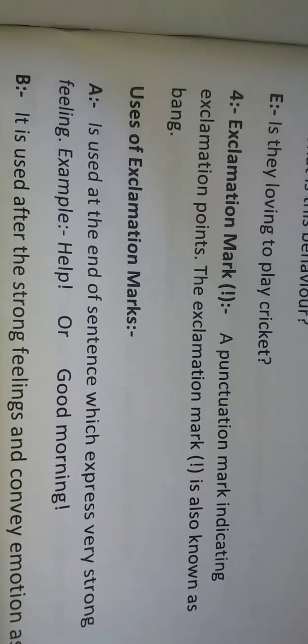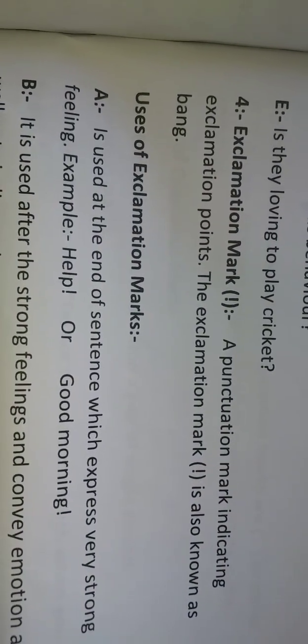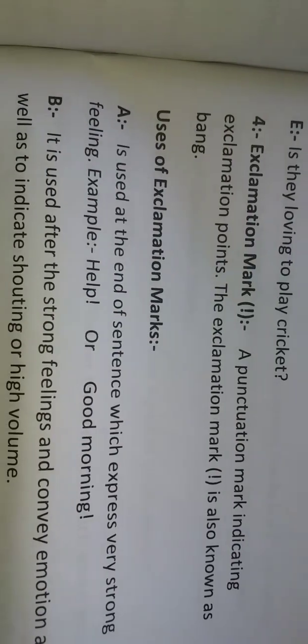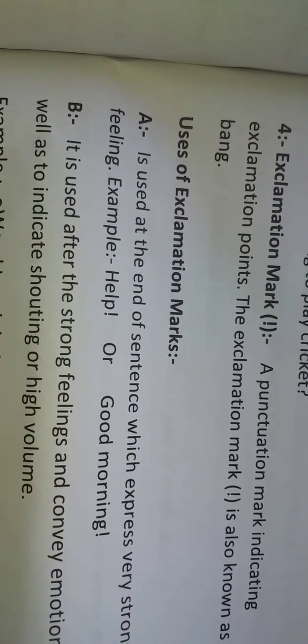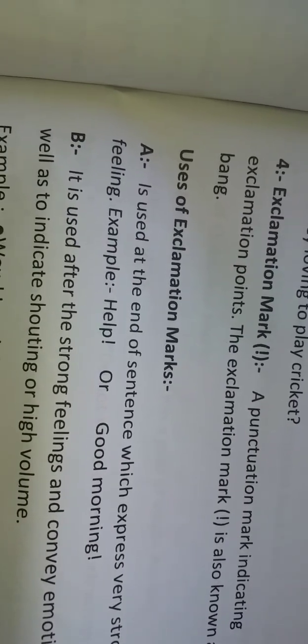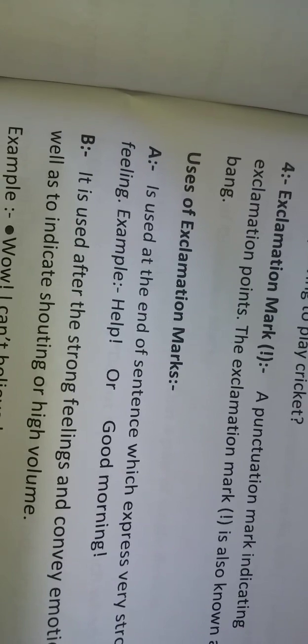And the fourth punctuation is the exclamation mark. The exclamation mark is used to express very strong feeling, so that the reader can know what we feel about that. If we do not put the punctuation mark in the sentences, the reader could not feel what we are feeling at that time by writing that text or sentence.